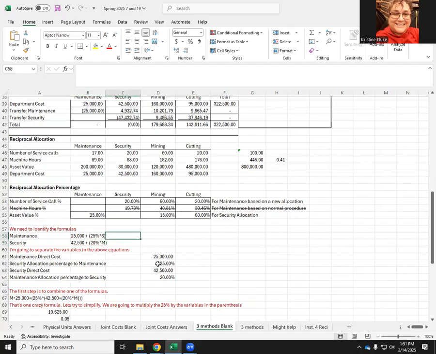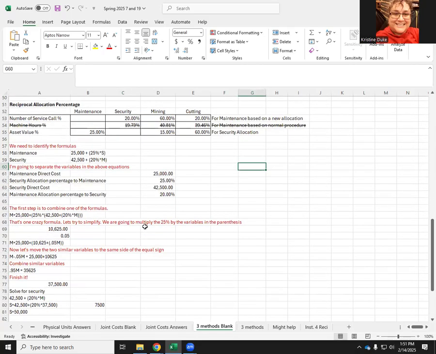So here is my main issue right here. And the first step always is to combine this formula here. So what I need to do is I need to go maintenance equals 25,000 plus 25% of security. So I need to take that S and put this information in there. So look, this is what it becomes. Maintenance equals 25,000 plus 25% times 42,500 plus 20% times M. That's my formula.